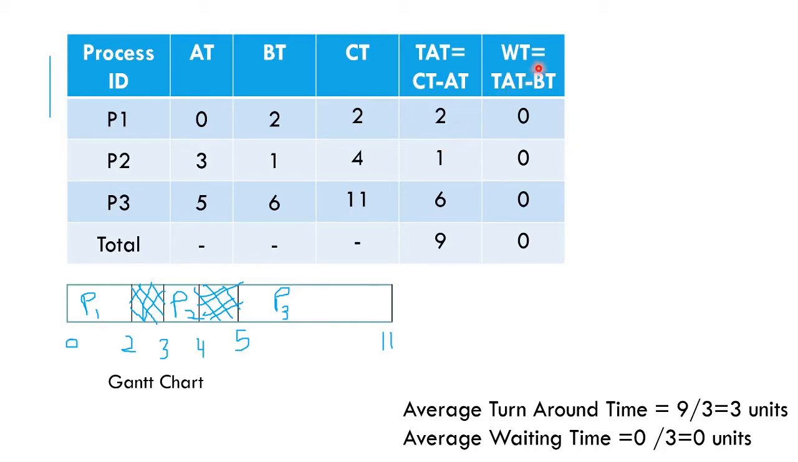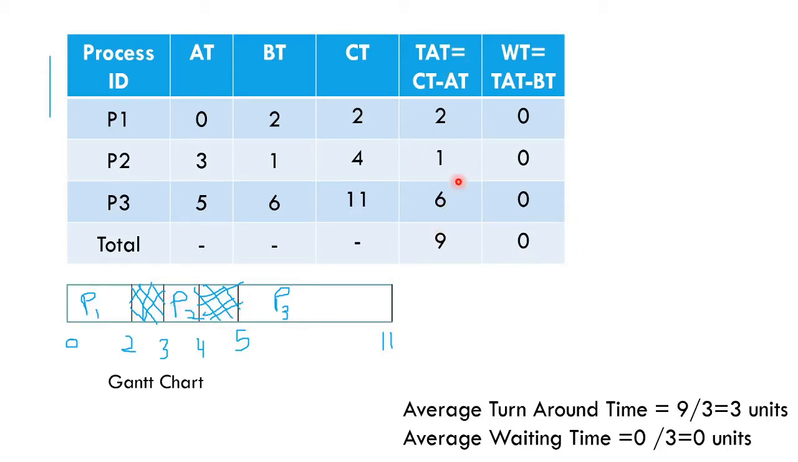And when I calculate waiting time, it is TAT minus BT, turnaround time minus the burst time. So 2 minus 2, 0; 1 minus 1, 0; 6 minus 6, 0. As you can see, no process has to wait. In fact, the CPU was left idle.